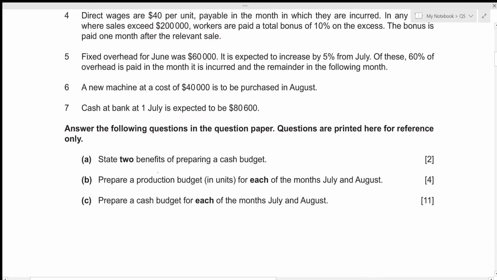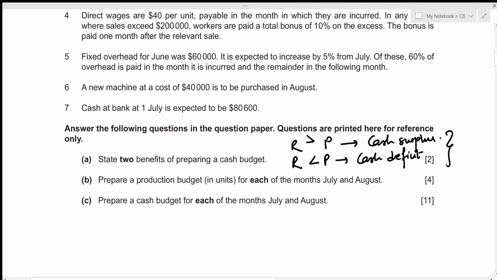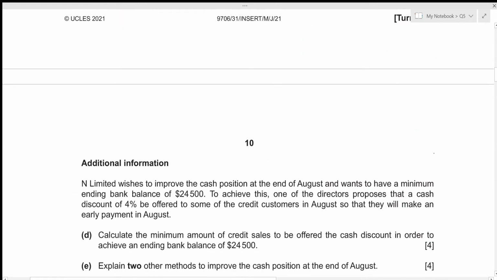So for the first part of this question, we need to state two benefits of preparing a cash budget. So we know that while preparing a cash budget, we record or estimate all of our future receipts and our future payments. And there can be two cases. Either the receipts can be greater than the payments, which results in cash surplus, right? Or the second case is that the receipts can be less than the payments, which results in cash deficit. So cash budget basically allows us to see whether in the coming days there might be a cash surplus or a cash deficit. So based on this information, let's list down our benefits.